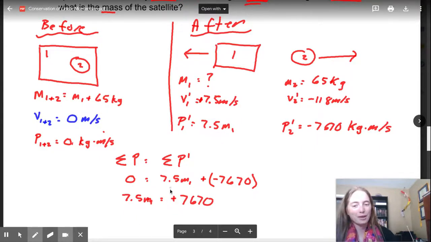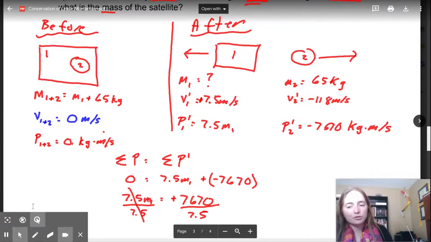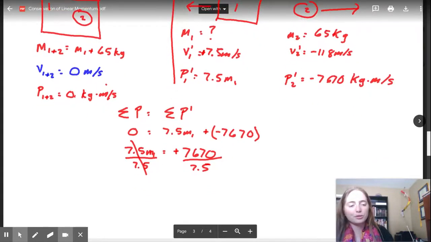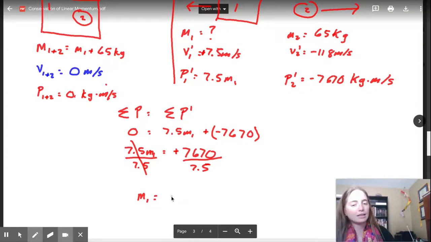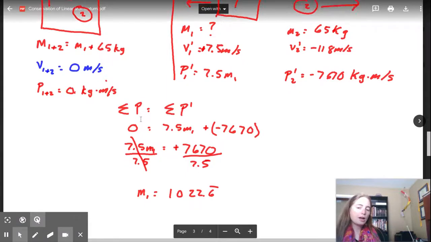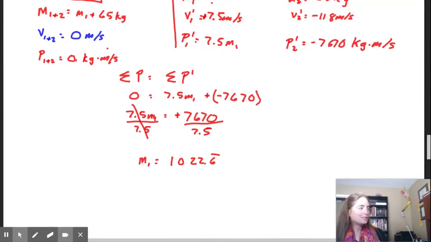Okay. Well, I'm trying to solve for M1. I divide both sides by 7.5. That cancels. Scroll down so I can read there. M1, which is the mass of the satellite, ladies and gentlemen, 1022.6, repeating. So with my 1022, I now need to put it into appropriate units in sig digs.